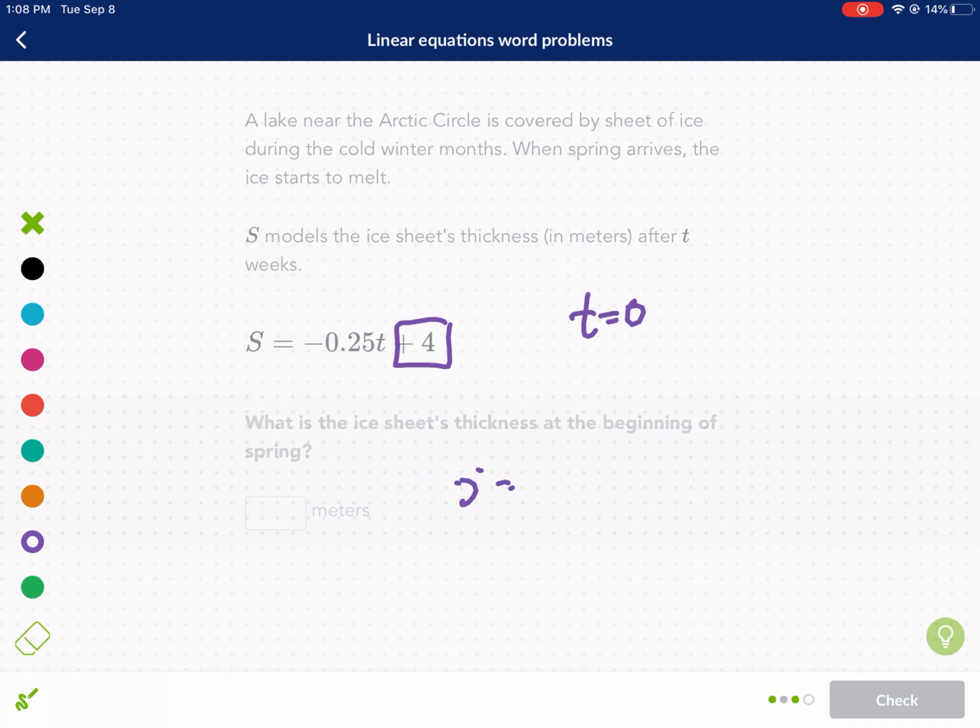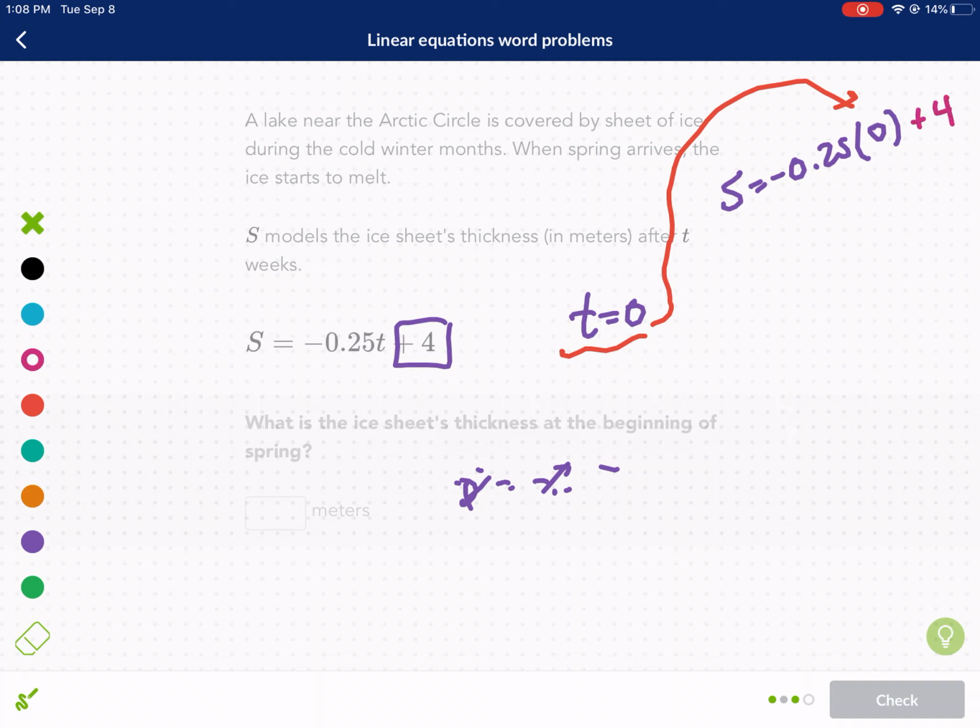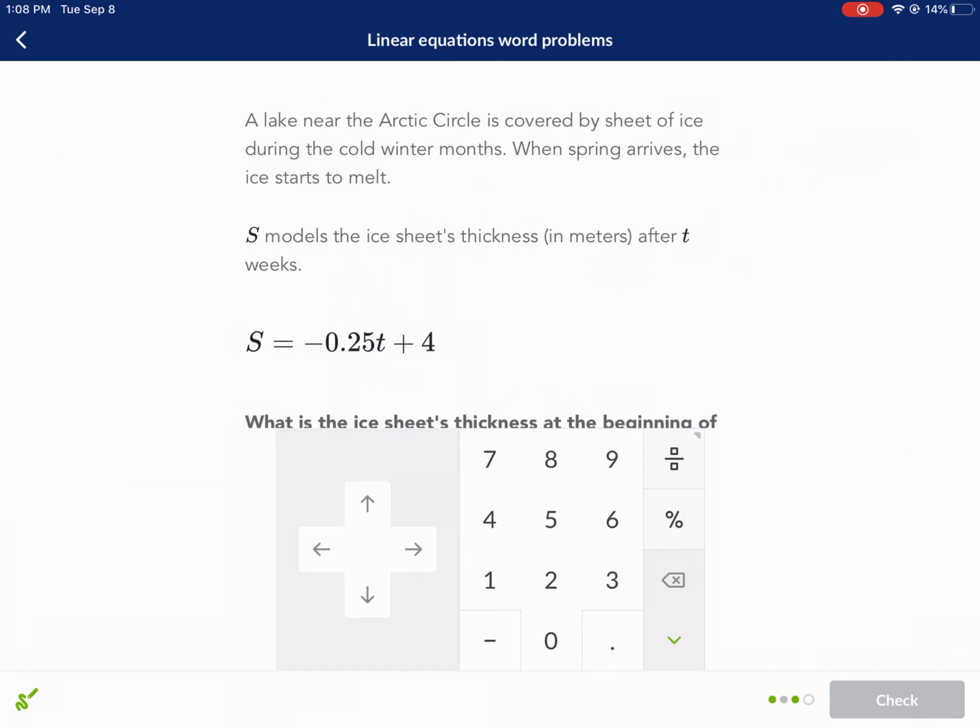Now, what I mean by that is, let me write it up here. S equals negative 0.25, and you plug in 0 for T. That's what this line means. And then we're adding 4. That's our initial thickness, the starting amount, the y-intercept, however you want to think of it. This is going to go away, and so at the beginning, it's at 4 meters. That's the sheet of ice. So we're going to put 4 meters here.